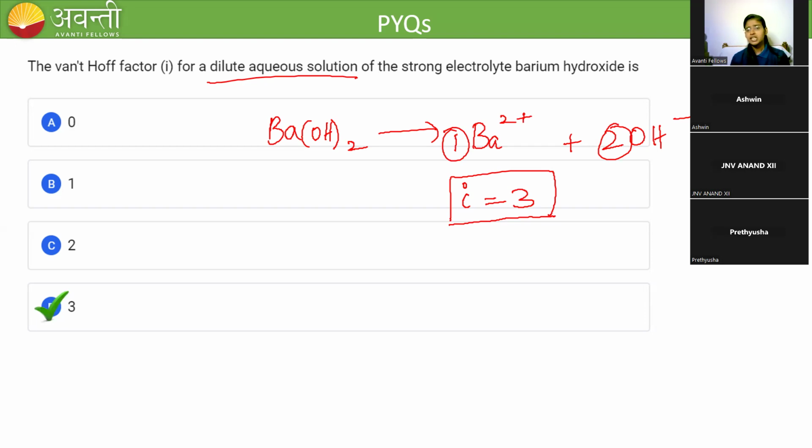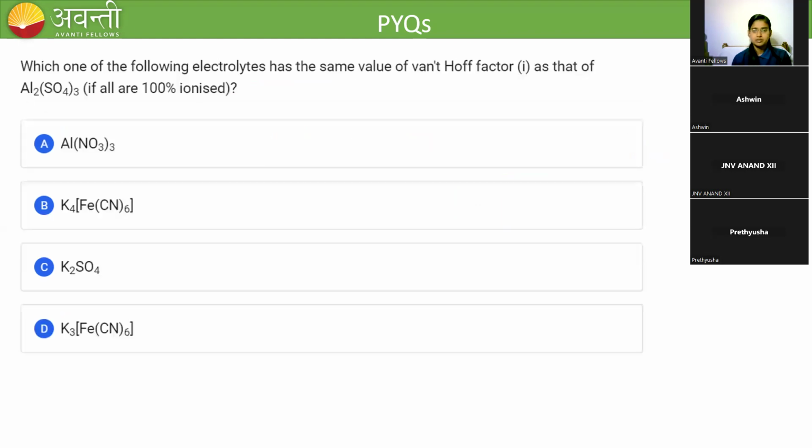Okay. So for any type of salt given, what you have to do is just separate that into cation and anion and count the number of ions and put it. That is the Van 't Hoff factor. Okay, very easy question. Now we'll move on to the next question.